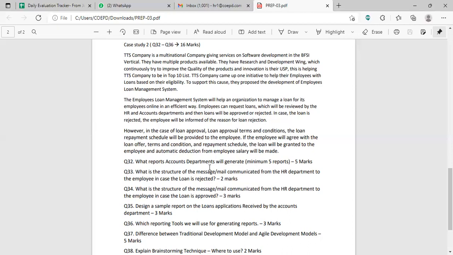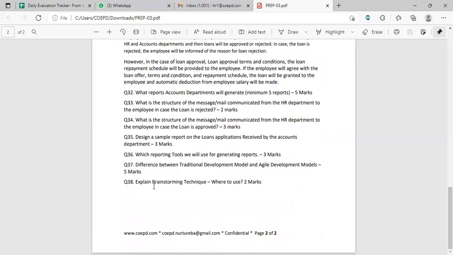36, which reporting tools will we use for generating reports, guys? We have learned Power BI and Tableau. So you can just explain a little bit how Tableau can help and how Power BI can help in generating the reports. Okay. The 37th one is the difference between the traditional development model and the agile development model.